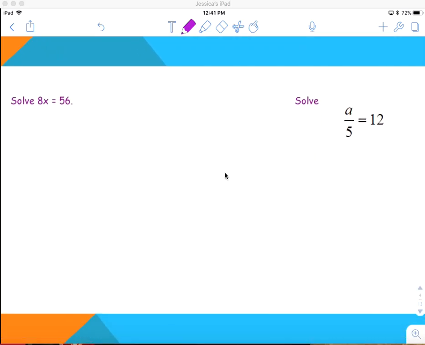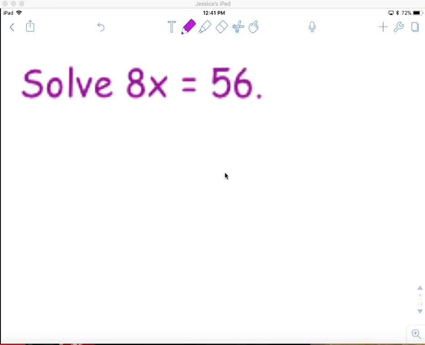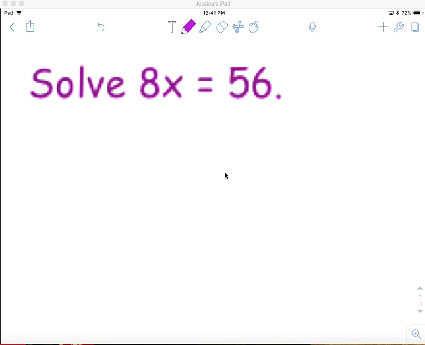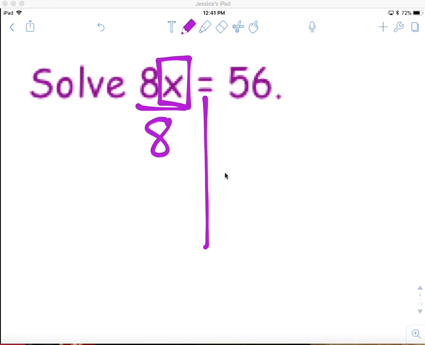The next type you're going to see is multiplying and dividing. So my first example for multiplying is 8x equals 56. In order to get x by itself here, the opposite of multiplying by 8 is to divide by 8. So I'm going to divide both sides by 8. Whatever you do to the left side, you have to do to the right side to keep it equal.